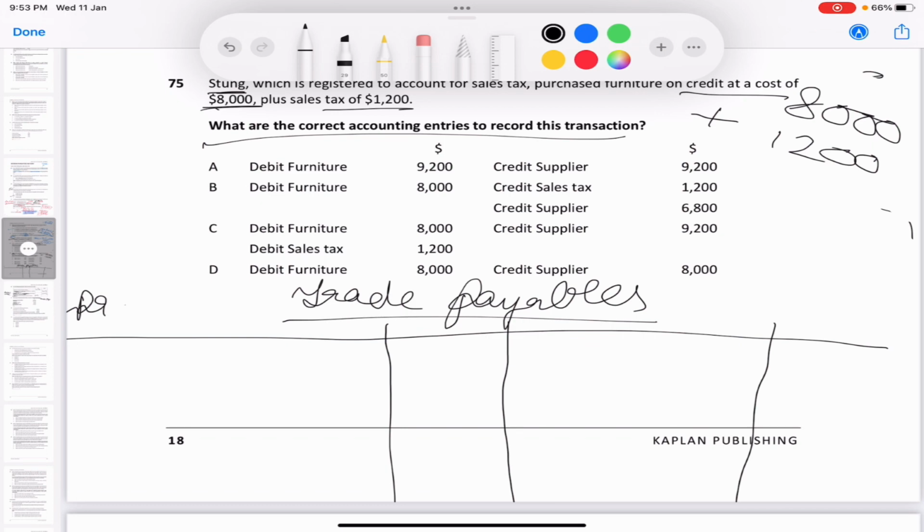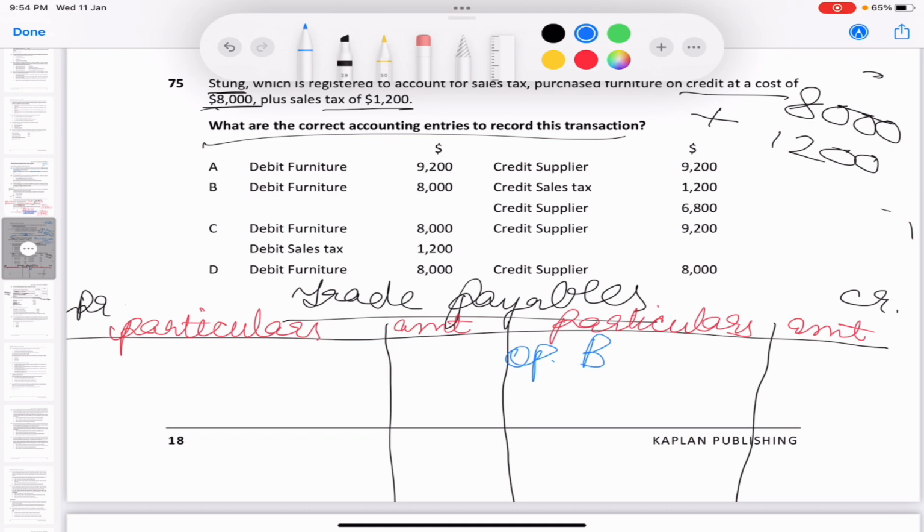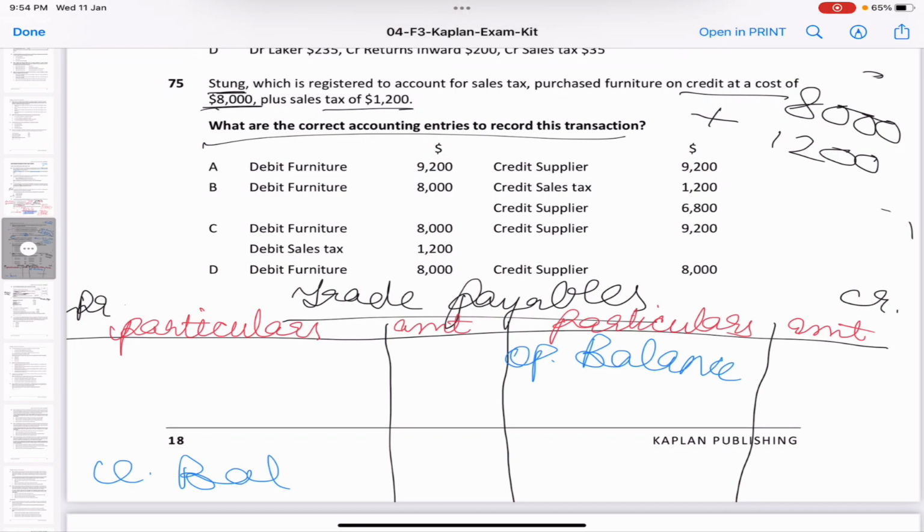This is my debit side. This is my credit side. You remember the journal entries? You know how to do it? Particulars, amount. Okay, now trade payables. Think about it quickly. Is it an asset or a liability? Trade payables is a liability to the business. Trade receivables are an asset, but trade payables is a liability. What balance do liabilities have? Liabilities always have a credit balance. So my opening balance will come on the credit side and the closing balance will come on the debit side.